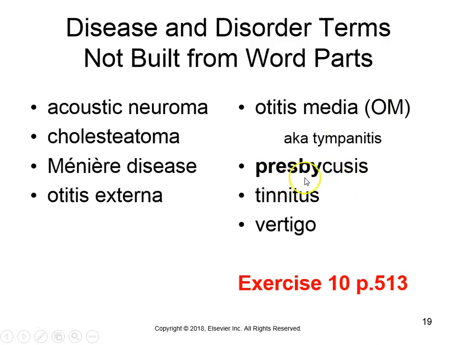Presbycusis, we learned presby kind of as a word part-ish. In the last chapter for the eye, it kind of means with age. So presbycusis means hearing loss with age. Just like in chapter 12, presbyopia would be vision loss with age. So sadly, things start to decline with age. And I covered tinnitus and vertigo as symptoms of Meniere's disease.